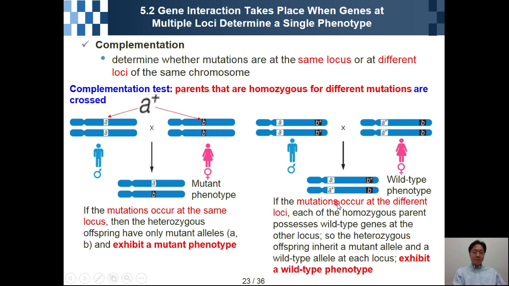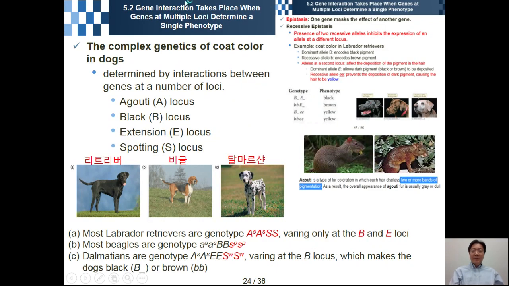In this slide, we will learn another gene interaction. For example, the coat color in dog is determined by interactions between genes at a number of loci. For example, we already learned the recessive epistasis.